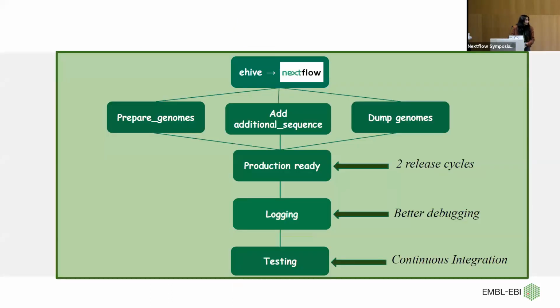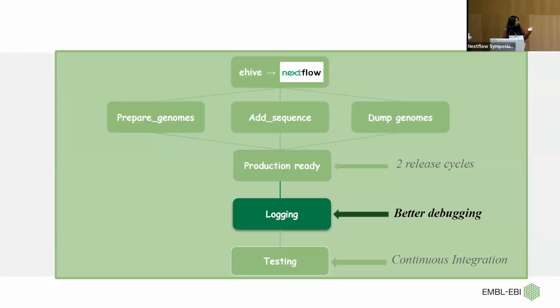So to further focus on productivity and flexibility, we moved from eHive to Nextflow. eHive is a workflow system that is used by EBI right now. So we are moving to Nextflow, and these are the 3 pipelines that we have moved to Nextflow. We have been using it for 2 release cycles, that is in the time span of 4 months. And then further to tackle the issues, we have introduced logging and testing into it.